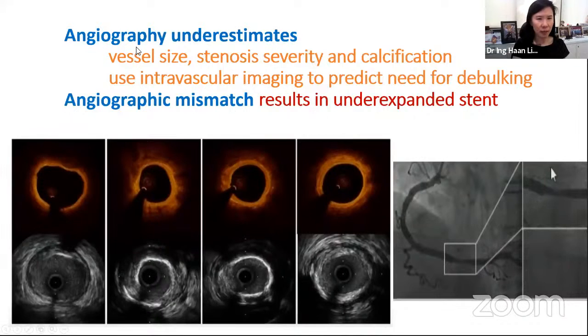Because of this, and because of the fact that angiography underestimates calcification in a lot of cases, angiography also tends to underestimate vessel size and stenosis severity. The use of intravascular imaging when we treat severely calcified vessels is extremely important. It will allow us to predict the need for debulking of the lesion to avoid angiographic mismatch, which results in underexpanded stents.